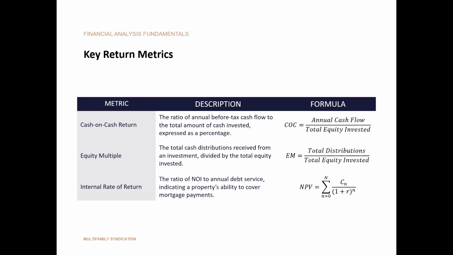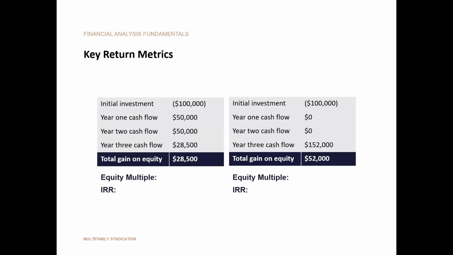But I think IRR is a metric that can mislead investors when looking at potential opportunities, because a lot of investors don't understand it, and it's extremely heavily influenced by the timing of cash flows. So to show that in a side-by-side example, I've got two investment situations here, both of $100,000 and both with a 3-year hold. In this first situation on the left, we've got year one cash flow of $50,000, $50,000 in the second year, and then 28.5 in the third year.